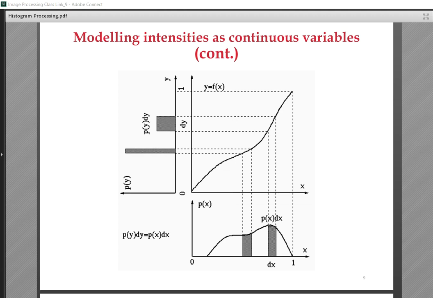Here, for example, this is the PR. This is X and this is Y, or this is R and this is S. Y is Fx, means TR, S is TR. And PXX is PRR. This is the original PDF, and this is the resultant PDF. This is PSS.